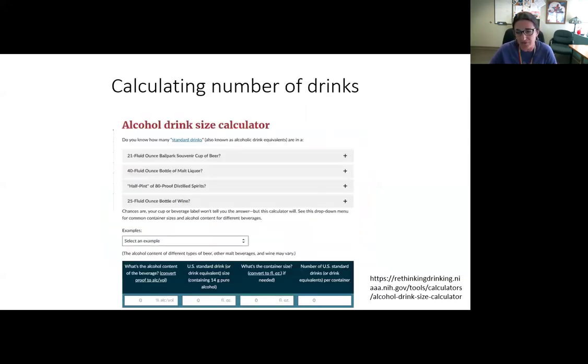And sometimes it's helpful to have a calculator, because it can feel like a lot of information when trying to talk with patients about this. This one is from Rethinking Drinking, which is on the NIH website. It has drop-downs with lots of different descriptions of how alcohol can present, and then you can put in the actual alcohol content of your beverage or your patient's beverage, the drink equivalent size, and then calculate the number of drinks someone has.